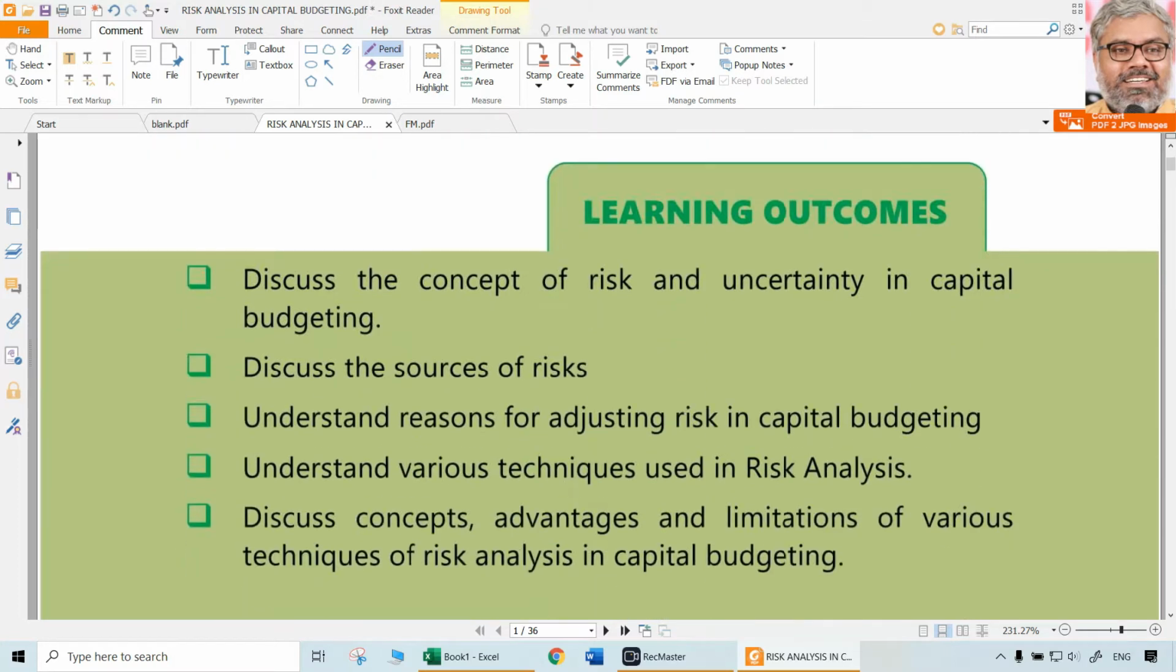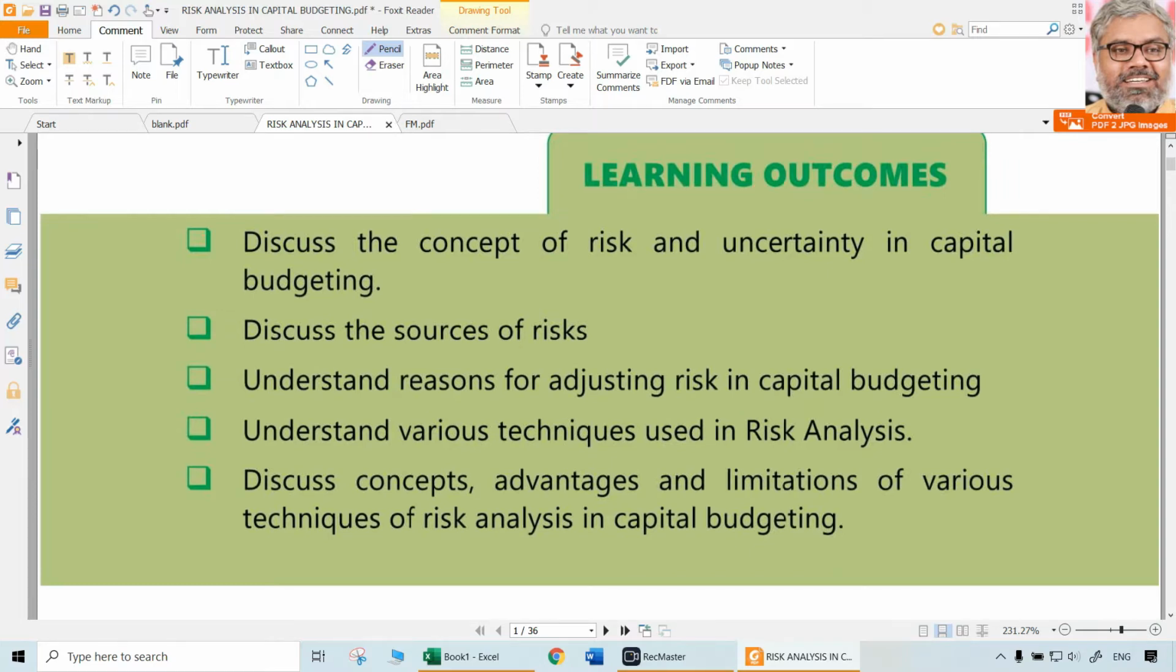So this topic will tell us what this concept of risk and uncertainty is and how it is related to capital budgeting, why it is more important for capital budgeting, and what the sources of risk are. This is generally theoretical or conceptual discussion. What are the reasons for doing some adjustments for risk in capital budgeting? These are all theoretical things, but most importantly, problem-wise, the main thing is the various techniques used in risk analysis. So once again, this is where the problems will be asked from.